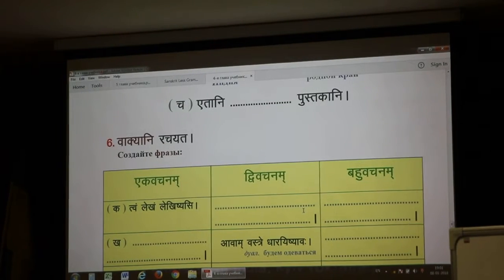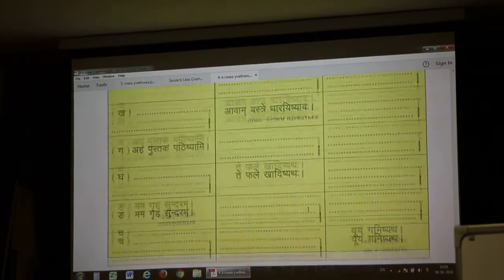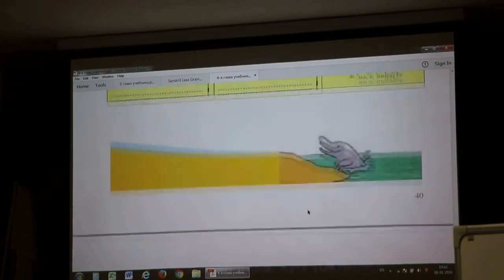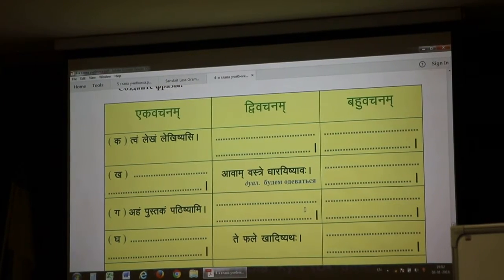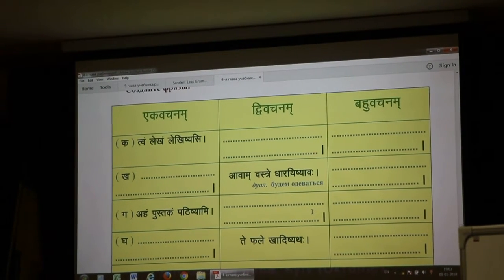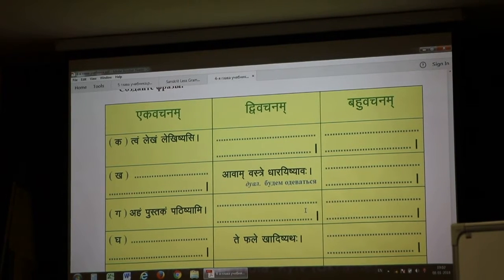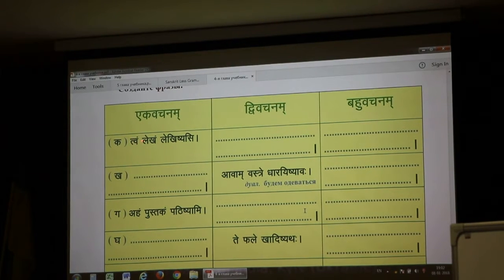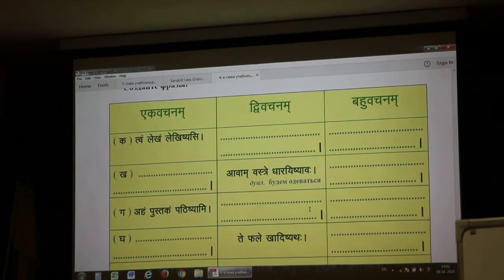All right. And the next one is probably the most interesting exercise. Can you try that last one? If Ekvachan is this, what will be Dvivachan and what will be Bahuvachan?